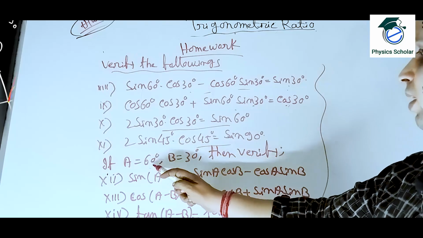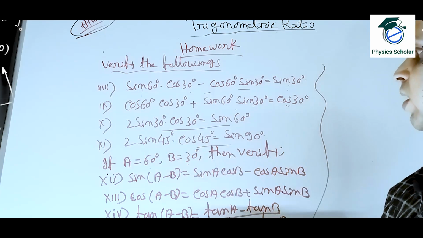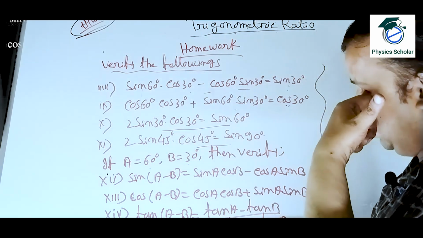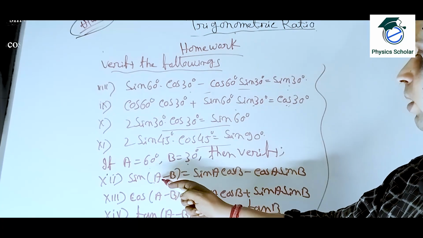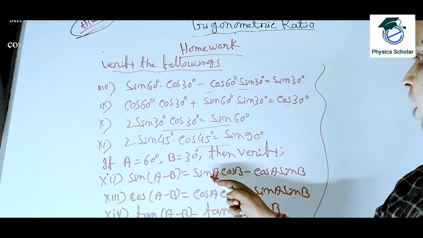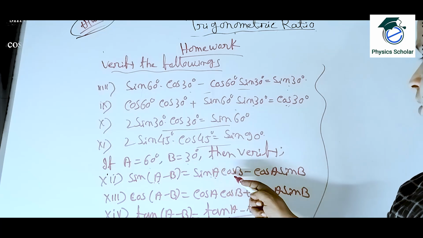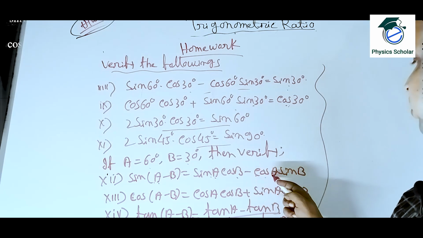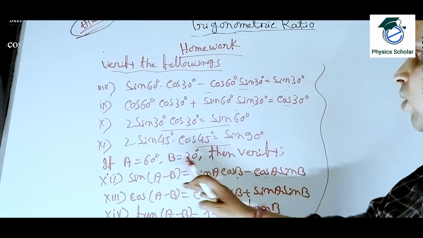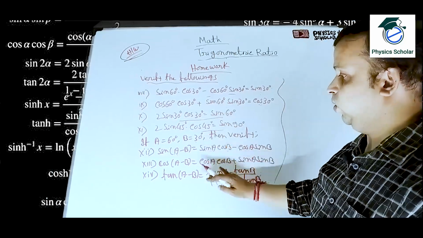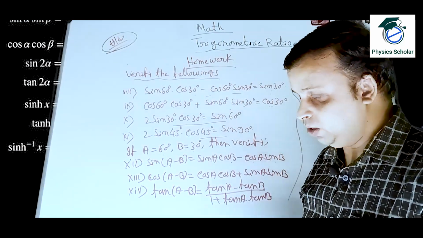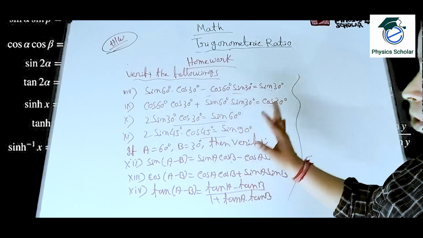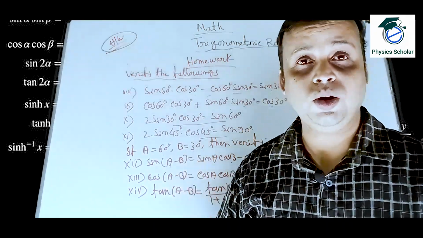It is also the same, this is also the same. Clear? Next, if A is equal to 60 degree, B is equal to 30 degree, that means the values of angles A and B are given. Now you have to put the values here, A minus B is 60 minus 30, that means sin 30. Clear? And here sin 60 cos 30 minus cos 60 sin 30. Now put the values, left hand side is equal to right hand side. This is applicable for these two sums also, the same procedure. So in total I have given you 14 sums as your homework.